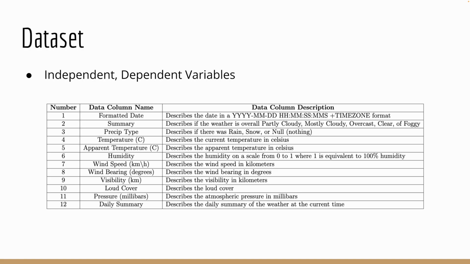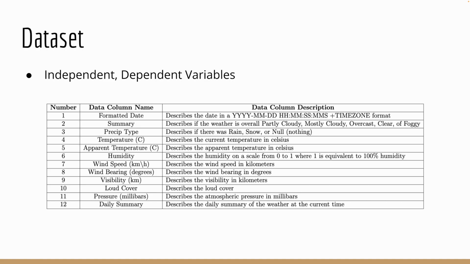So there's a total of 12 columns in the data set. We'll go through each one. The first one is the formatted date, which is the most important part of a time series data. The second column is summary. The third column is the precipitation type, so it'll either tell us if it's rain or snow that's falling down.